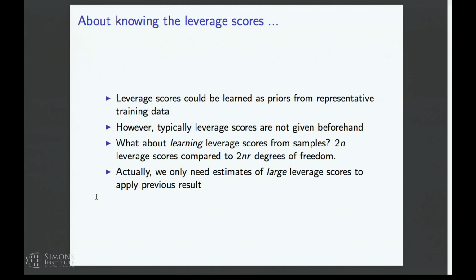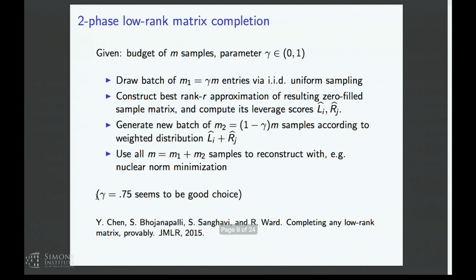So we would like to try to do this to see if we can adaptively sample so that we can learn the leverage scores and complete a matrix and beat the number of samples one would get from the uniform sampling bound. So our first try at an adaptive or two-phase low-rank matrix completion algorithm is as follows. Given a budget of m samples that we can take and a parameter between 0 and 1, first just draw m1 entries of the matrix via the uniform sampling model.